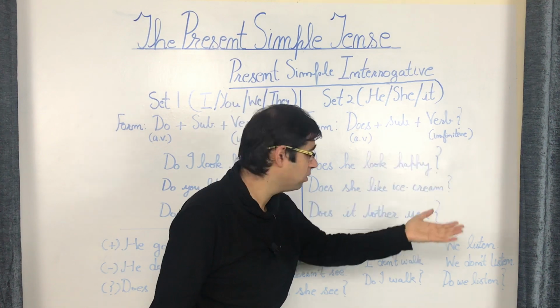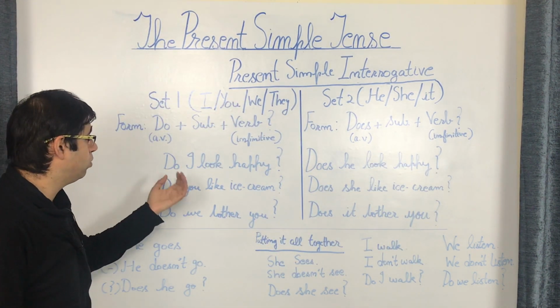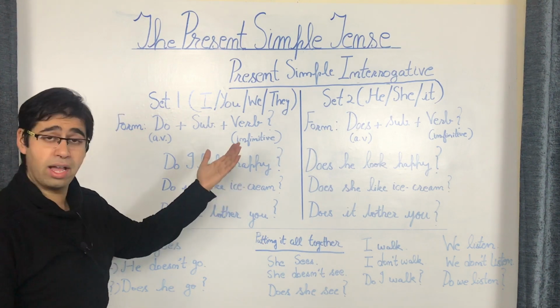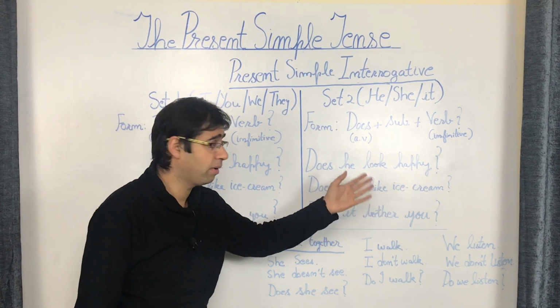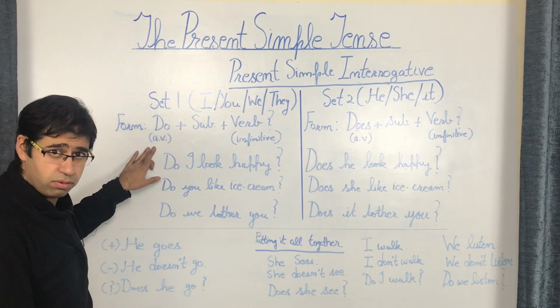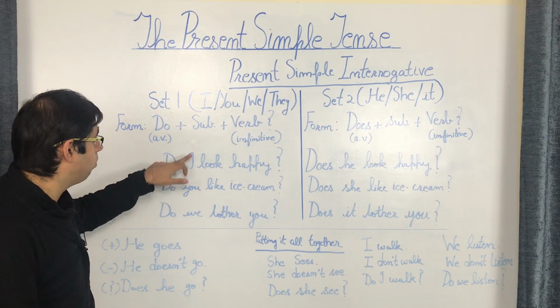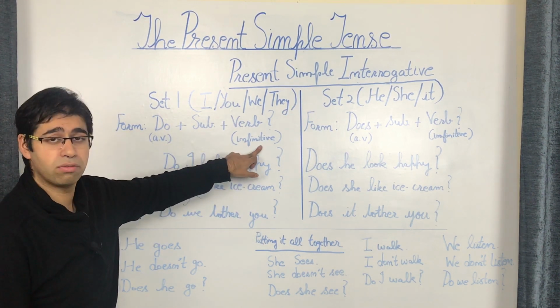Let's take some examples to understand that. We've got a sentence over here in set 1, do I look happy? As opposed to this, in set 2, you've got does he look happy? Let's compare that with the structure already mentioned. Do is your auxiliary verb over there. You've got I working as your subject, and you've got look as the main verb in the infinitive form.